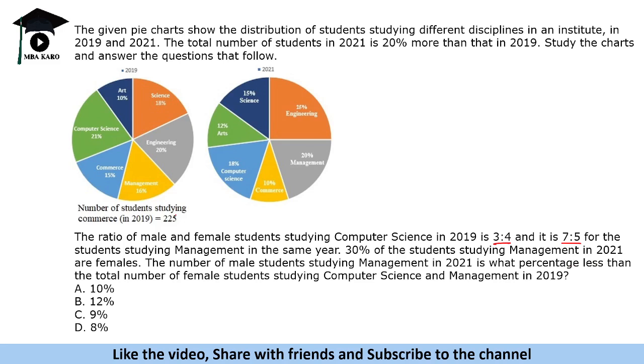Let's do the calculations. So we will assume the number to be 100 and 120 and go on solving it. 2019 is 3:4 male and female students in computer science. So this is 9 and 12. We are using males first and then females. Okay, and 7:5 for the management. So management is 16. We can take it 7:5, which is 12.